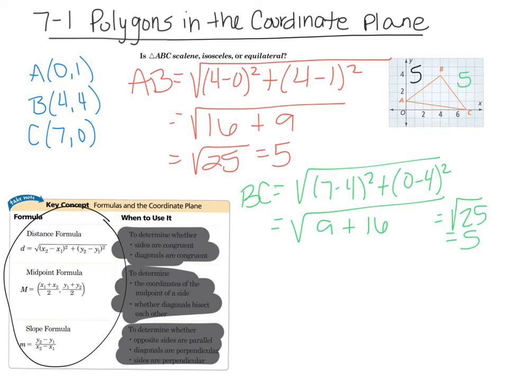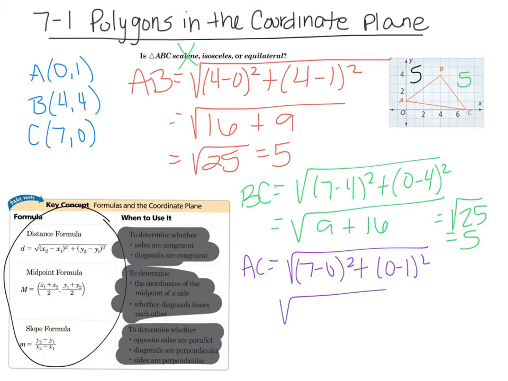So far, scalene is out of the picture. Isosceles and equilateral are the only 2 options. In order to make sure that we know that it is one or the other, we need to find the length of AC. So we'll do the distance formula one more time. AC, 7 minus 0 squared plus 0 minus 1 squared. So this becomes 7 squared, which is 49, plus negative 1 squared, which is 1, square root of 50. Obviously that's not 5, so isosceles is our final answer.